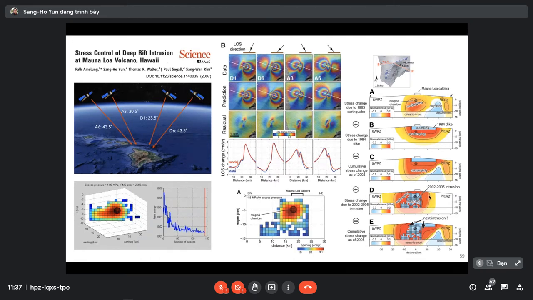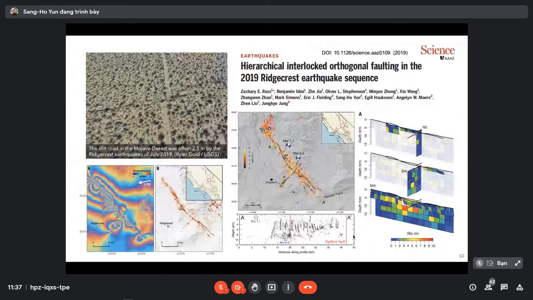So using that, we were able to calculate the stress change around the intruded magma body, and then also made a prediction of the likely next intrusion because of the 2005 magma intrusion at Mauna Loa. That's one example of application.